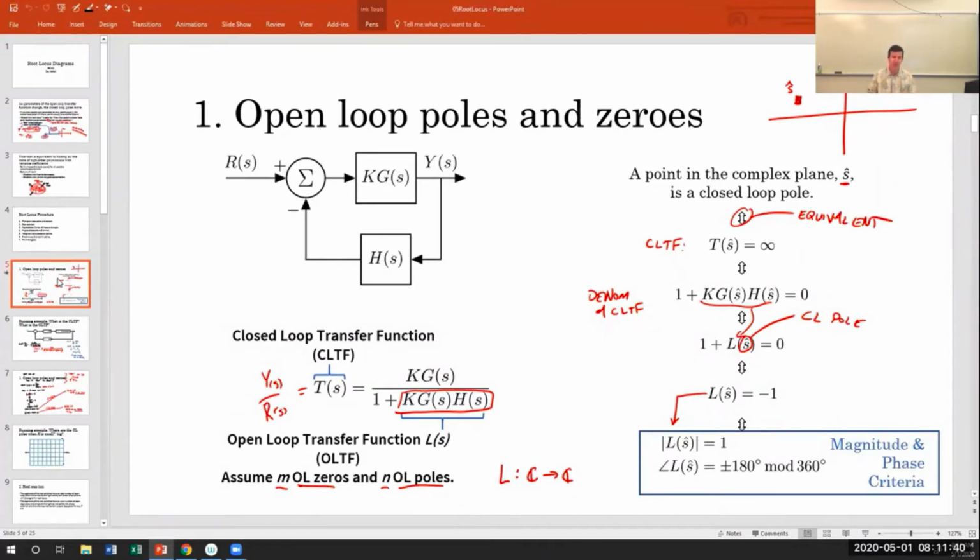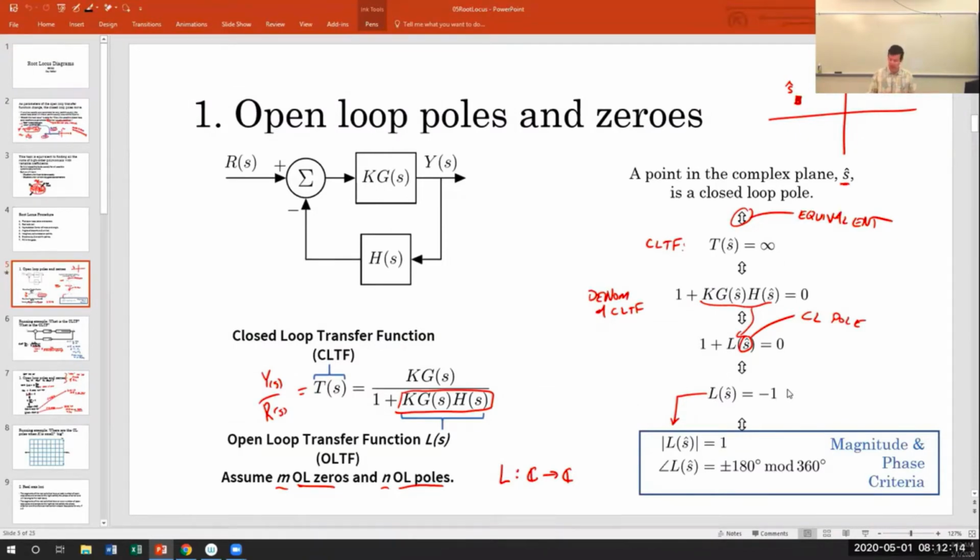So to review, the open loop transfer function is defined as the product of all the blocks around the loop. If you define the open loop transfer function in that way, then any value of S that is a valid closed loop pole must also be a value of S that produces -1 when plugged into the open loop transfer function. So the open loop transfer function is in general a complex to complex mapping.